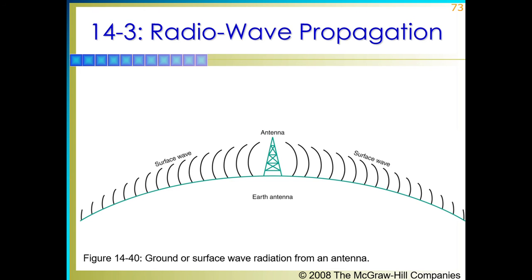As shown in the figure, ground or surface waves leave an antenna and remain close to the Earth. Ground waves actually follow the curvature of the Earth and can therefore travel at distances beyond the horizon. Ground waves are the main signal path for radio signals in the 30 kHz to 3 MHz range. The signals can propagate for hundreds and sometimes thousands of miles at these low frequencies.